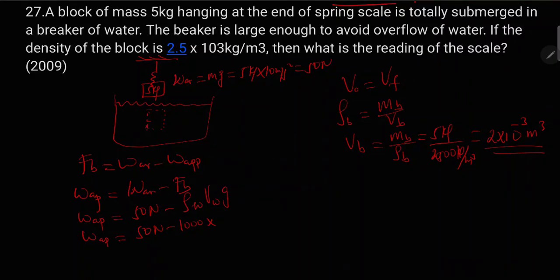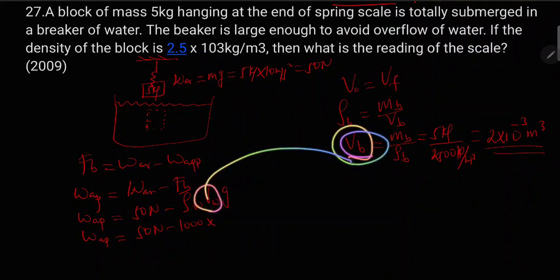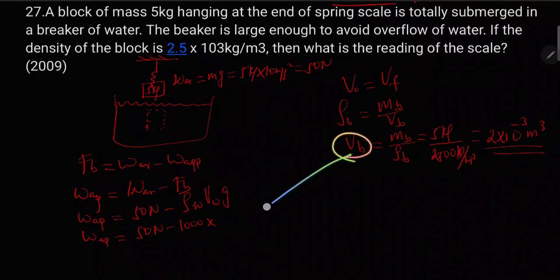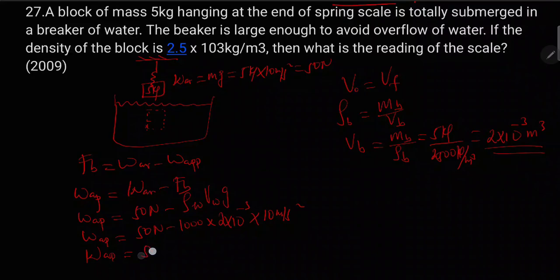Since it is totally submerged, the volume of the block and the volume of the water are the same. So what I got from here I put in place of volume of water, which is 2 times 10 raised to minus 3 times g, 10 meter per second square. Then apparent weight, or weight of the object in fluid, is equal to 50 newton minus 10 raised to 3 times 2 times 10 raised to minus 3 times 10, which is 20 newton, equal to 30 newton. This is our apparent weight.